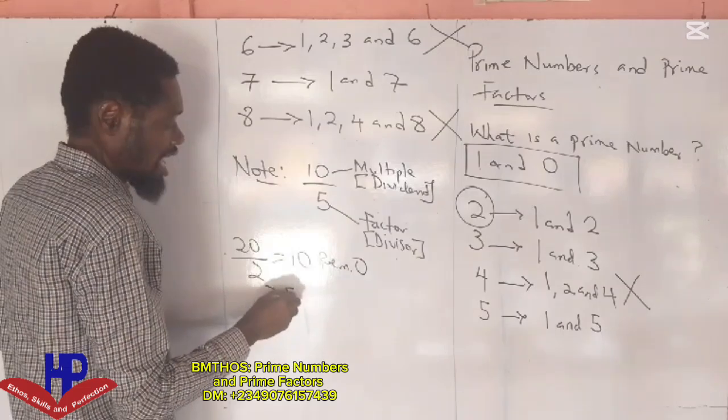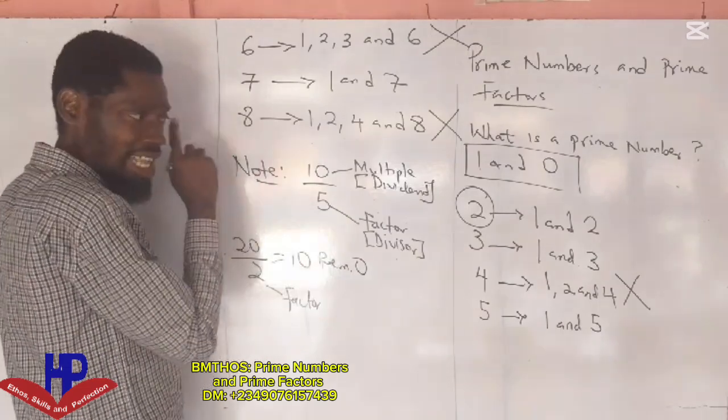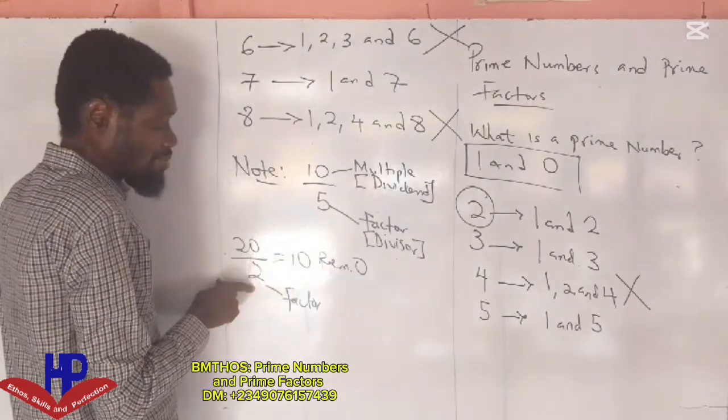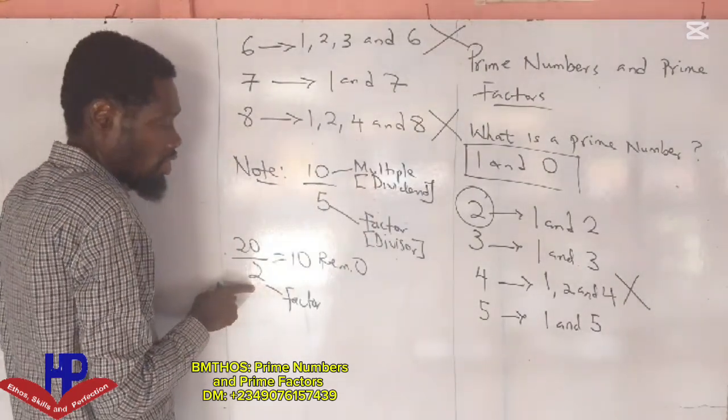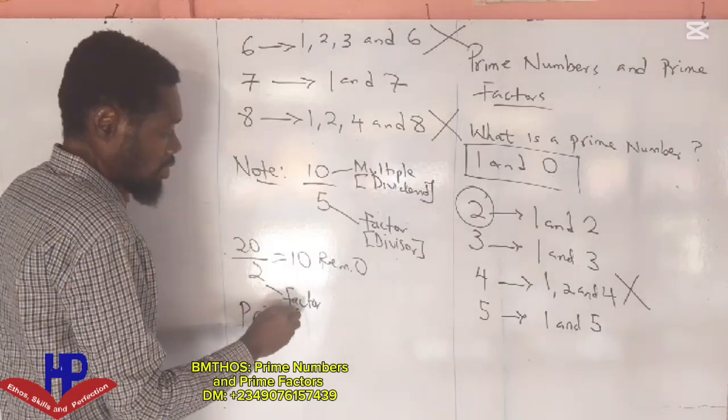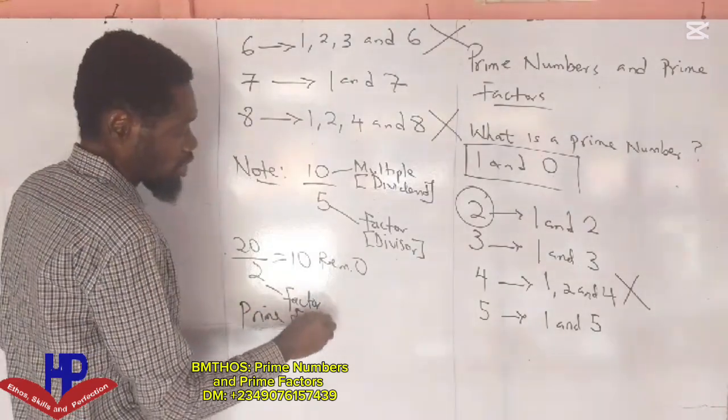So 2 is considered a factor. At the other time, 2 was considered as a prime number, but now 2 has been considered as a factor. So in this case, 2 is known as a prime factor.